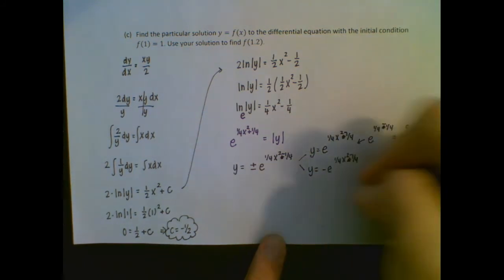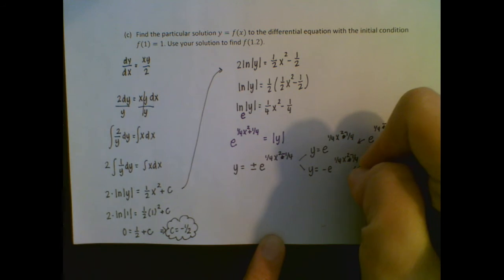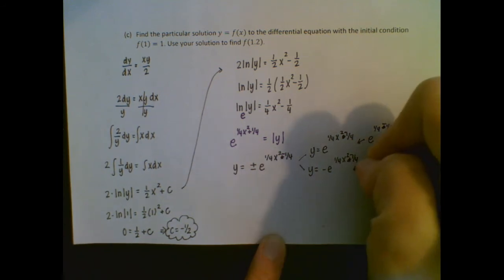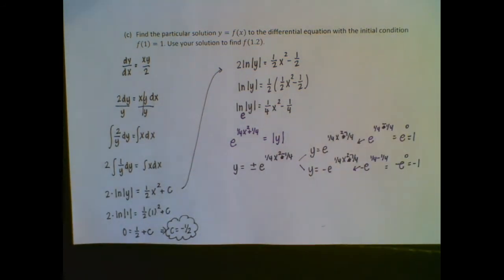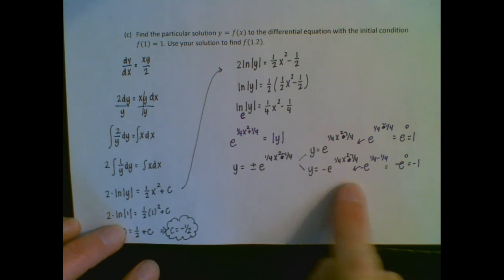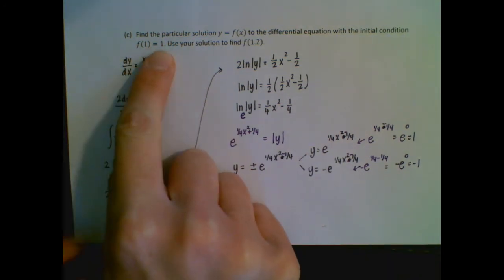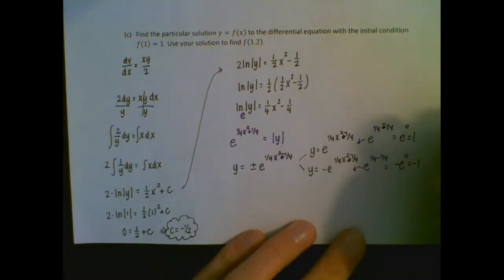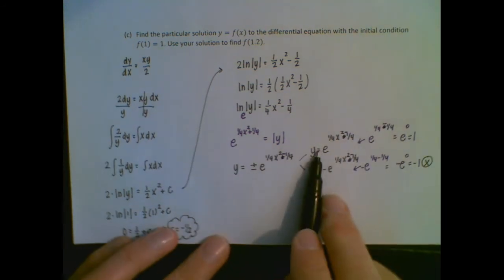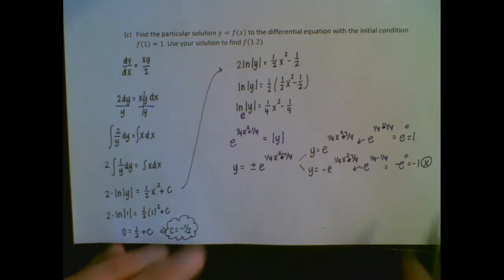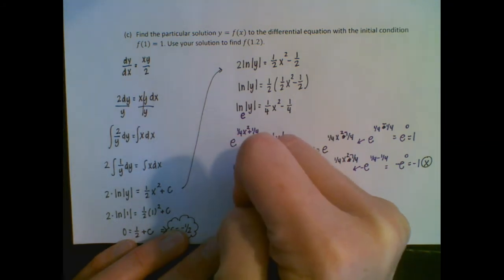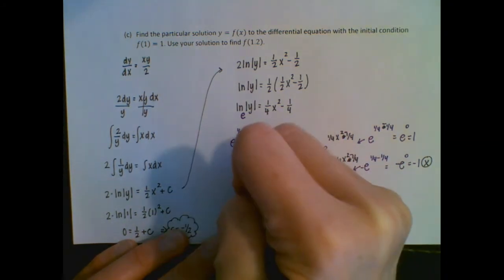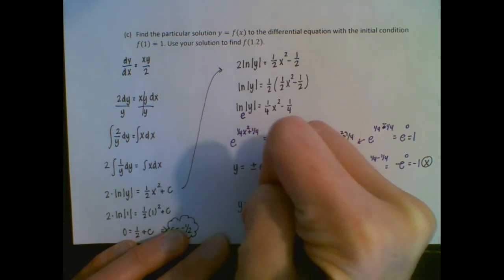And then if I were to substitute in a 1 here, this is going to be negative e to the 1/4 minus 1/4, which is really going to be negative e to the 0, which is going to be negative 1. So in this case, this one does not fit our initial condition, because our initial condition needs to say that f of 1 is equal to 1. So this one does not work. That would tell us that our y should be the positive e value. So my particular solution is y is equal to e to the 1/4 x squared minus 1/4.